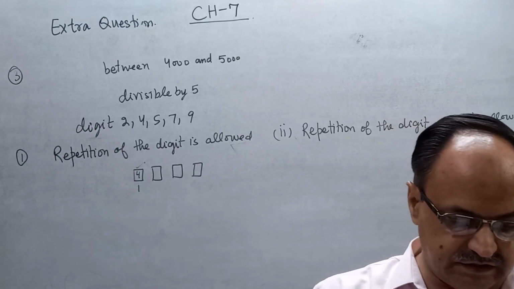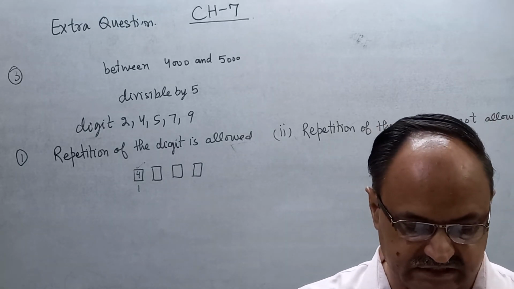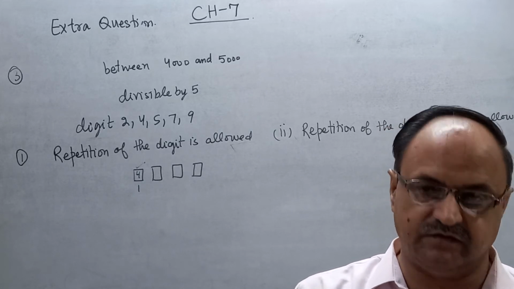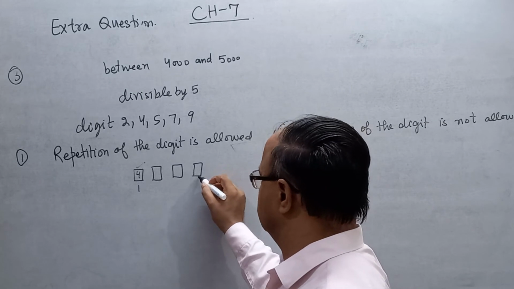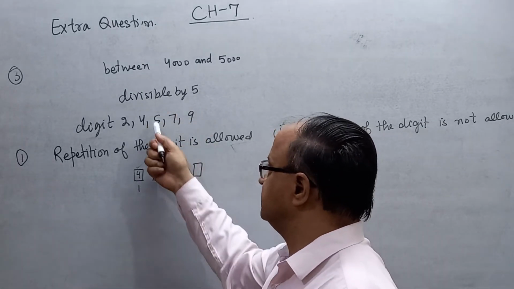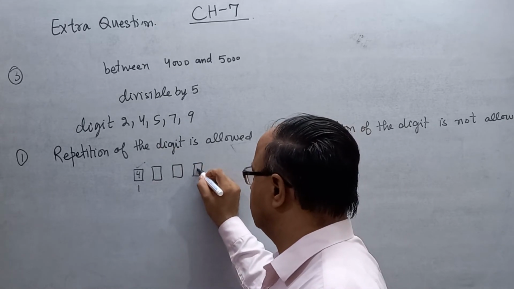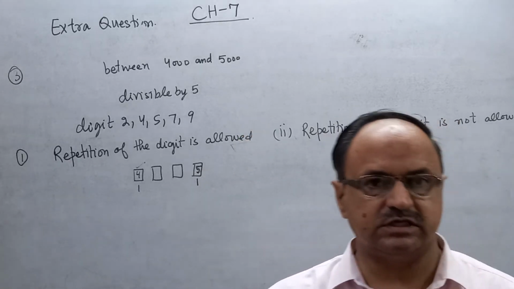If the repetition of the digit is allowed, then each hundreds place and tens place can be filled in 5 ways. But in the unit place, the condition is that the number is divisible by 5, so you can put only 5 here. This is also one way.